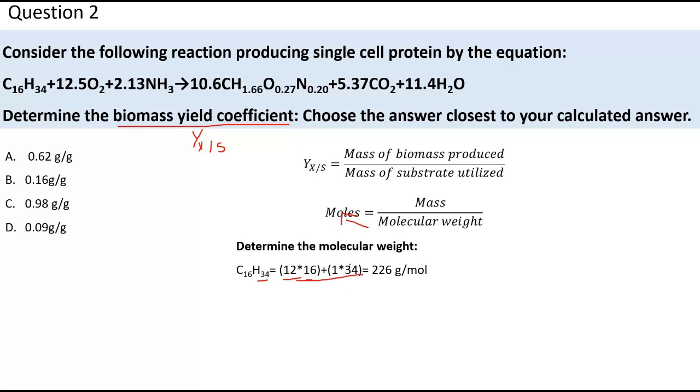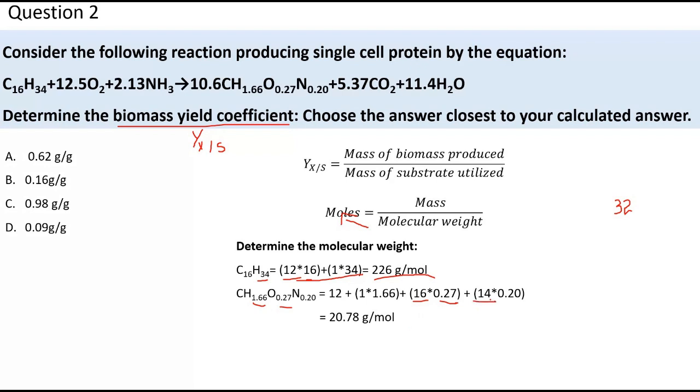By multiplying and summation of it, we get 226 gram per mole. Similarly, take the biomass equation. So C is only 1, therefore 12 plus 1 into, for the molecular mass of hydrogen, 1 into 1.66, plus for oxygen it is actually 32 for O2, but we are going to take here O only, which is 16 into 0.27, plus for nitrogen the molecular mass is 14 into the subscript 0.2. By multiplying and summation of it, we get 20.78 gram per mole.